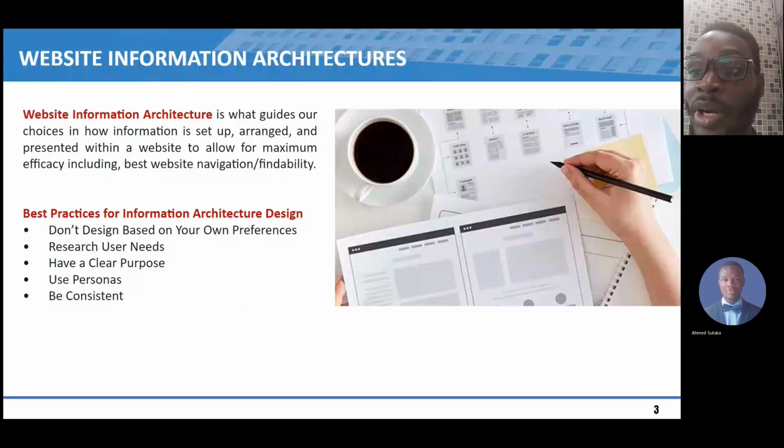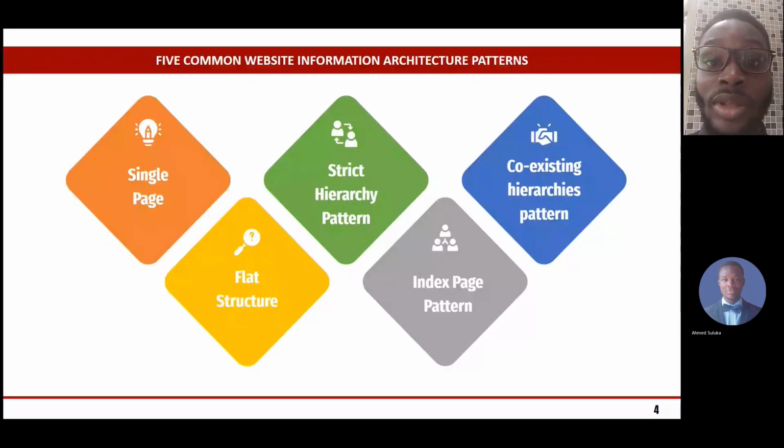Now, the five common patterns used in website information architecture are single page, flat pattern, strict hierarchy pattern, index pattern, and co-exist hierarchy patterns. I'll start with the single page pattern. From the term, you can realize that a single page pattern is best suited for a website that has very limited amounts to offer. Mainly, if you have a single product or service to offer, then you can opt for the single page pattern. And the next in line is the flat structure pattern.